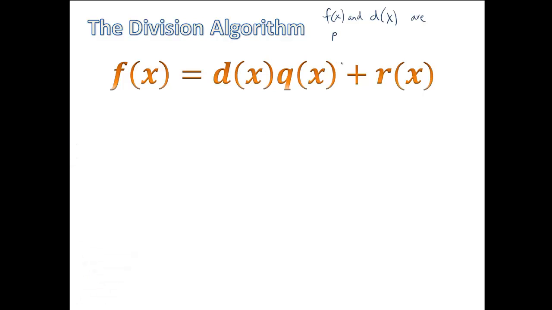So they are polynomials. Of course, d can't equal 0. And the degree of d is usually less than or equal to the degree of f. So d of x degree is less than or equal to the f of x degree. Those are the two things that fall into place.